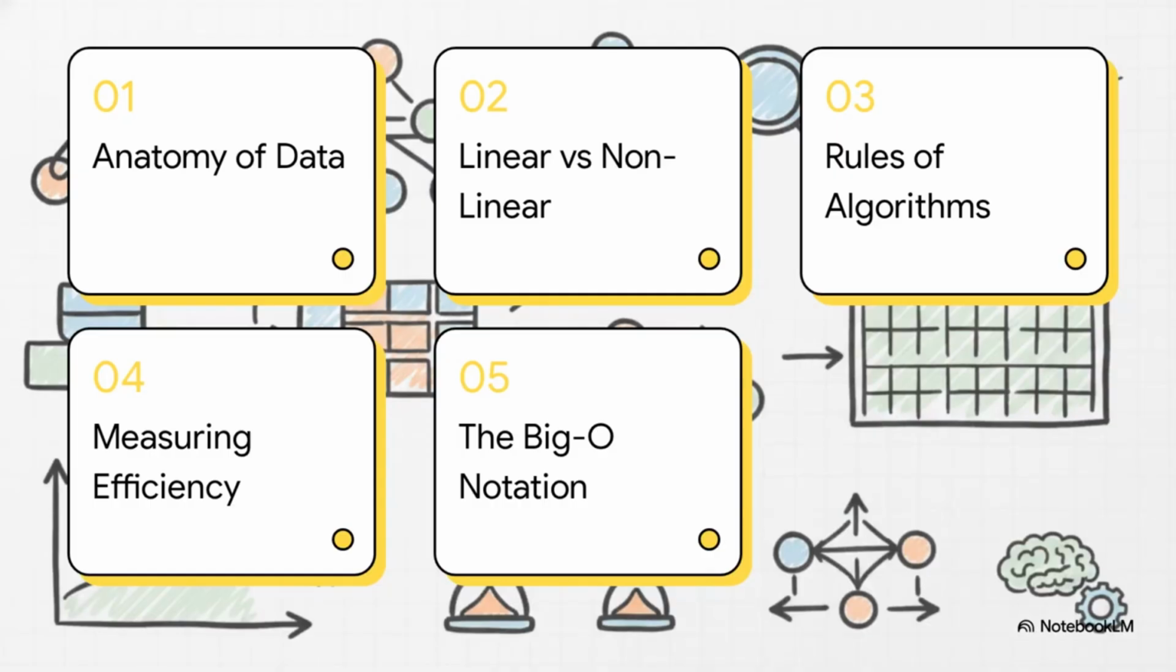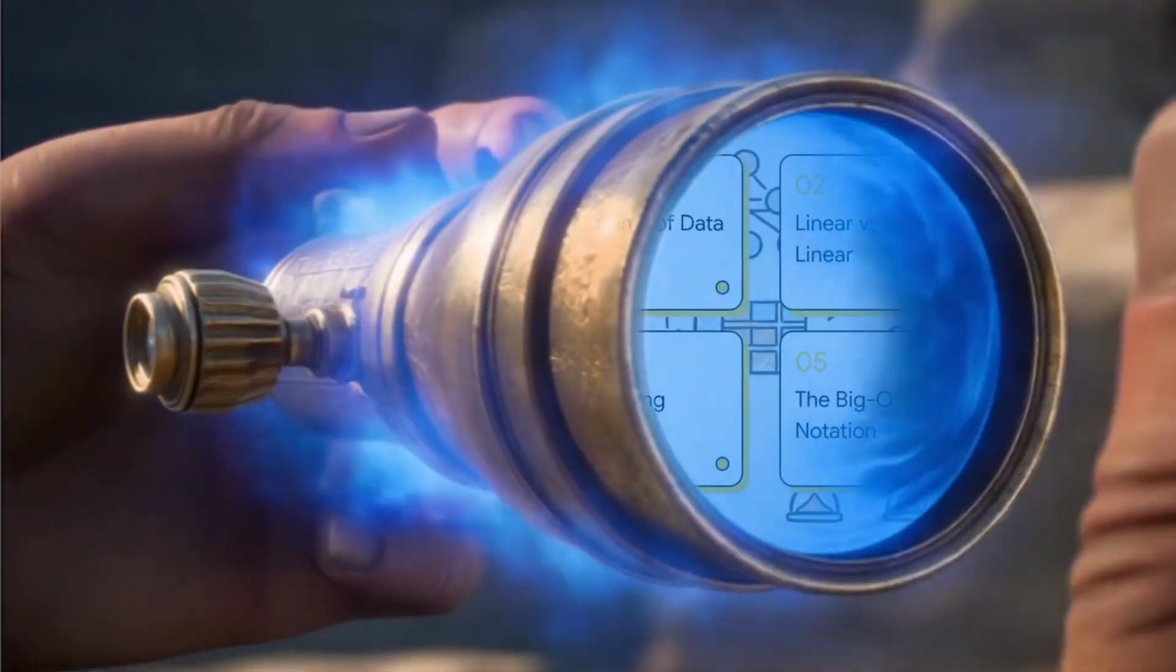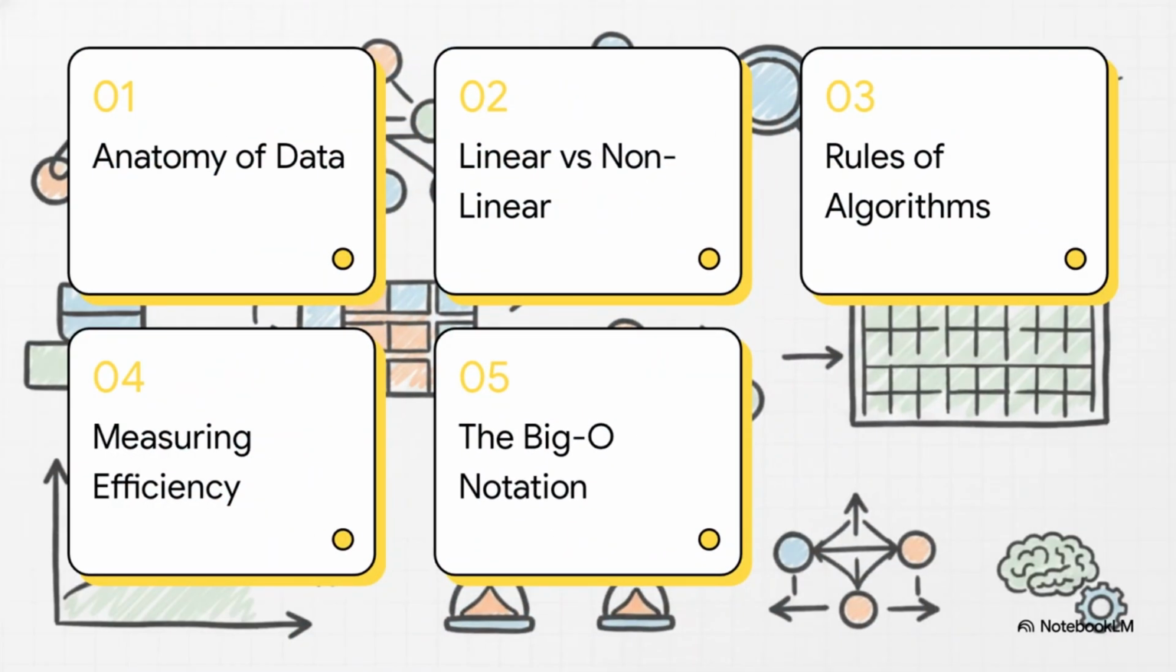To answer that, we'll be covering 5 main topics in this explainer. First, the anatomy of data. Second, linear versus nonlinear structures. Third, the rules of algorithms. Fourth, measuring algorithm efficiency. And finally, the big O notation.